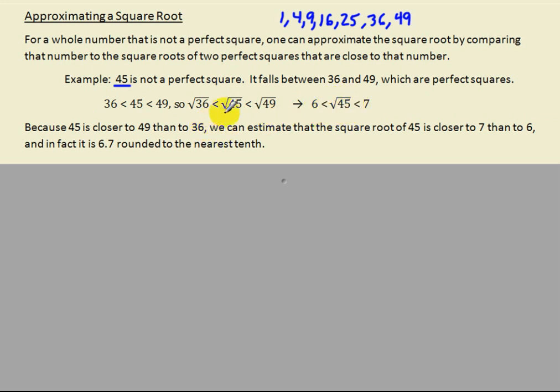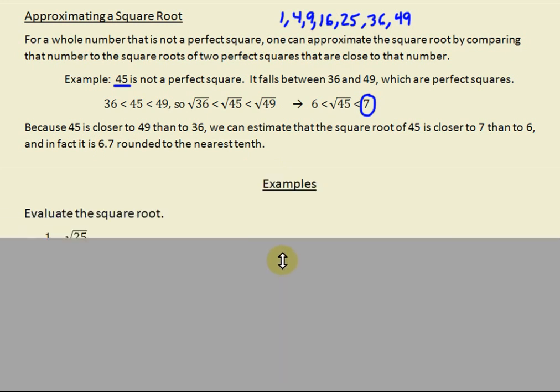And then we can look and notice that 45 is closer to 49 than it is to 36. And therefore, the square root of 45 is going to be closer to 7. And so we can approximate that square root of 45 as 7. And if you were to check it on a calculator, it turns out to be 6.7 if you round to the nearest tenth.